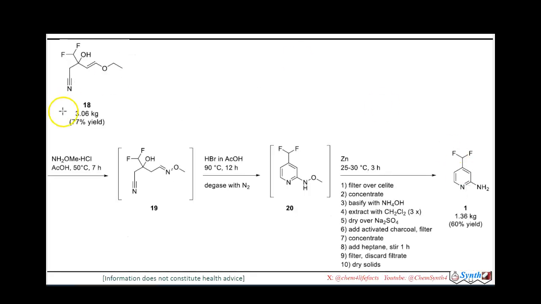Now this intermediate 18 was treated with methoxylamine hydrochloride in acetic acid to generate intermediate 19, which was used further without any purification. Now it comes to the most important step of this reaction sequence. This is an HBr mediated cyclization reaction to get this pyridine intermediate. So you can understand this step is very crucial for this conversion.